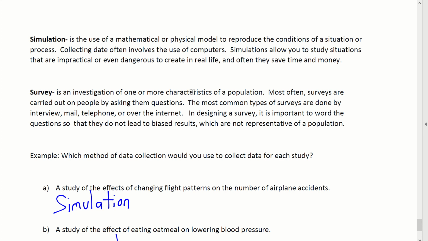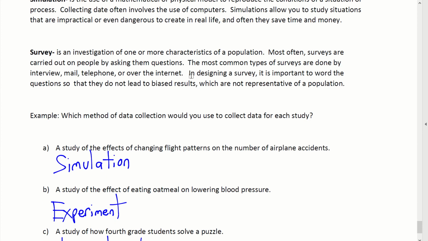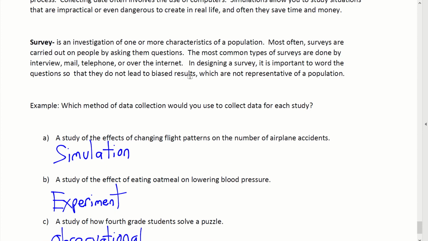A simulation is the use of a mathematical or physical model to reproduce the conditions of a situation or a process. Collecting this data often involves the use of a computer. Simulations allow us to study situations that are impractical or even dangerous to create in real life, and oftentimes save time and money. And then lastly, we have the classic survey.